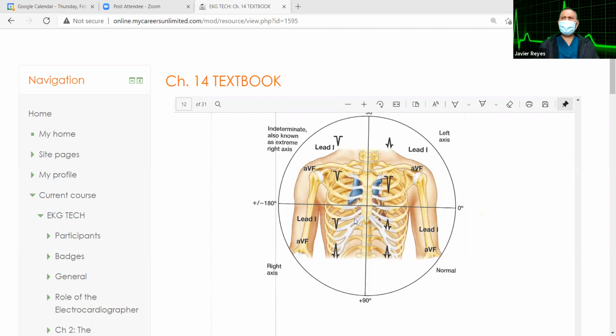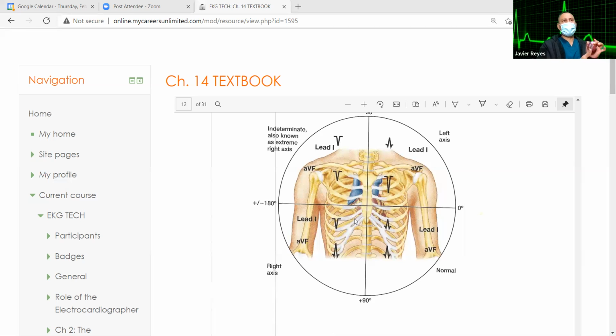So if you see changes in AVF, AVF should also be positive, okay? Positive deflection. But if you see a negative deflection, that means that the electricity is turning this way, okay? The heart doesn't turn that way. It's just that the muscle is getting bigger, so there's a bigger impulse here, and the machine does not capture AVF as positive anymore. It'll capture it as a negative deflection. So that would be considered left axis deviation.